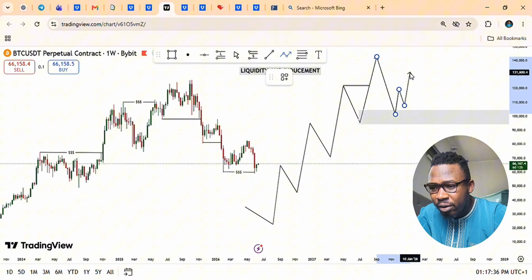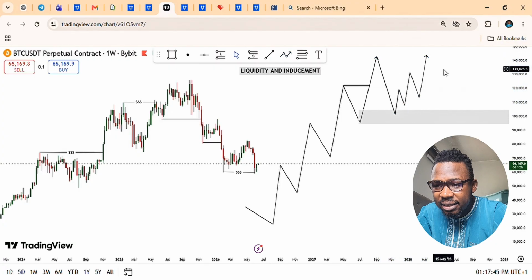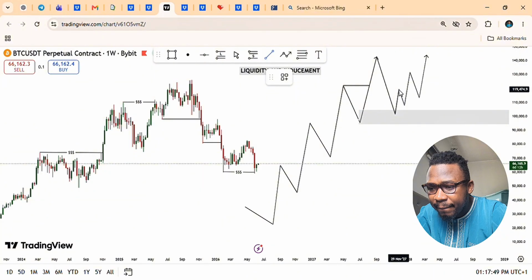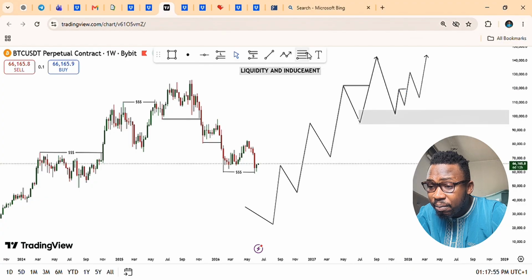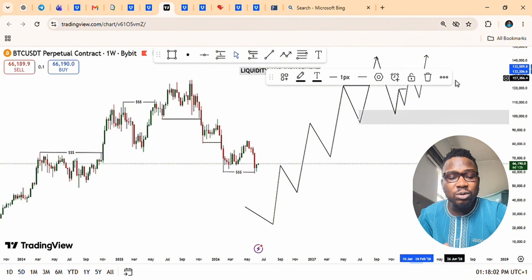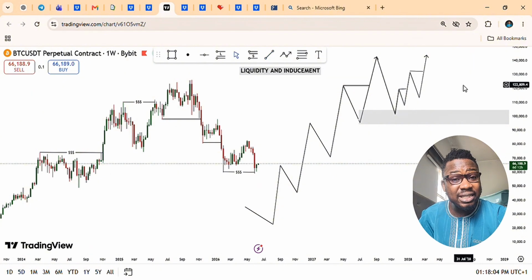While we are waiting for the second break of structure, it occurred. Look at it, it happened here. Now that this second break of structure has happened, let me label it. This is our change of character, guys. Then this is our break of structure to confirm the move. Now there are two types of traders: aggressive traders and conservative traders.